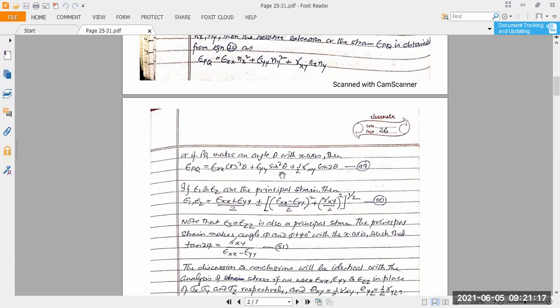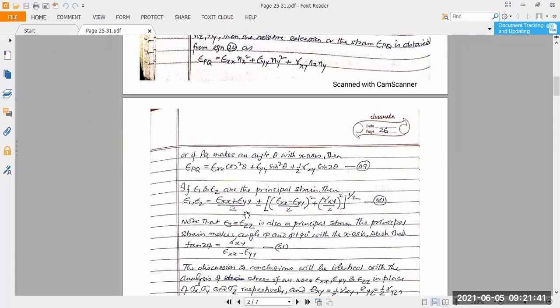If you put a half on the left side and put the 2 here, 2 sine theta cos theta becomes sine 2 theta itself. So the new form of epsilon PQ is epsilon xx cos square theta plus epsilon yy sine square theta plus half gamma xy sine 2 theta. Now, if epsilon xx and epsilon yy are the principal strains, then what happens here?